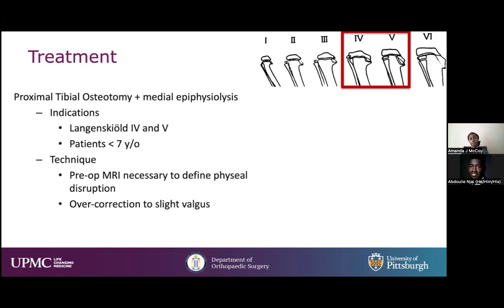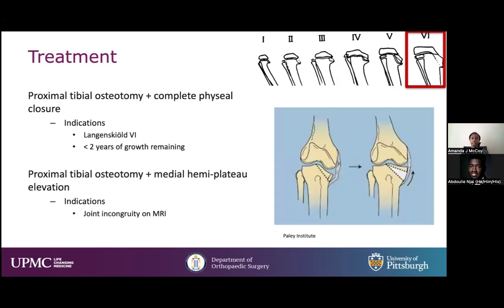you can consider doing a medial physiolysis. If you're going to consider this, it's really important to get an MRI preoperatively to evaluate the growth plate. And again, it's important to overcorrect to valgus. For the highest stages, oftentimes you're again going to do a proximal tibial osteotomy, and sometimes you're just going to close the lateral proximal tibial growth plate to diminish the likelihood of recurrence. Then you can address the leg length discrepancy by performing a well-timed epiphysiodesis on the contralateral side.